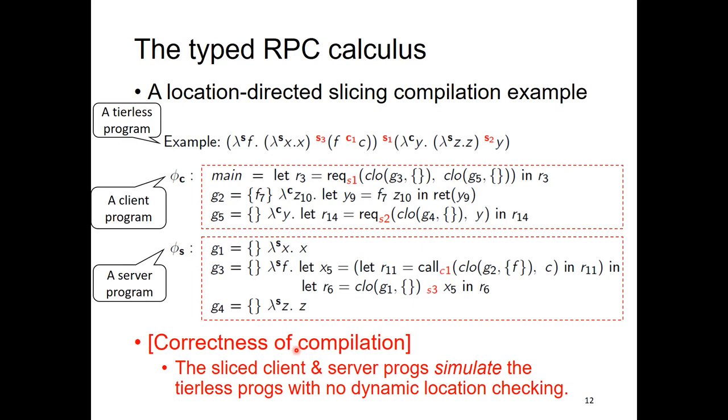Thanks to this property, we can design a location information directed slicing compilation whose sliced client and server programs will never do location checking dynamically at runtime. This is an advantage over the untyped RPC calculus that always does location checking in the sliced client and server programs.